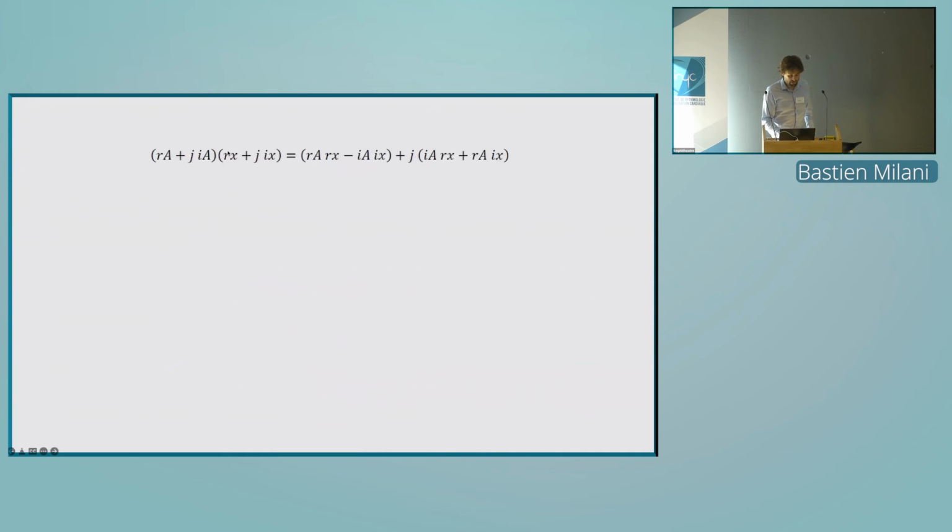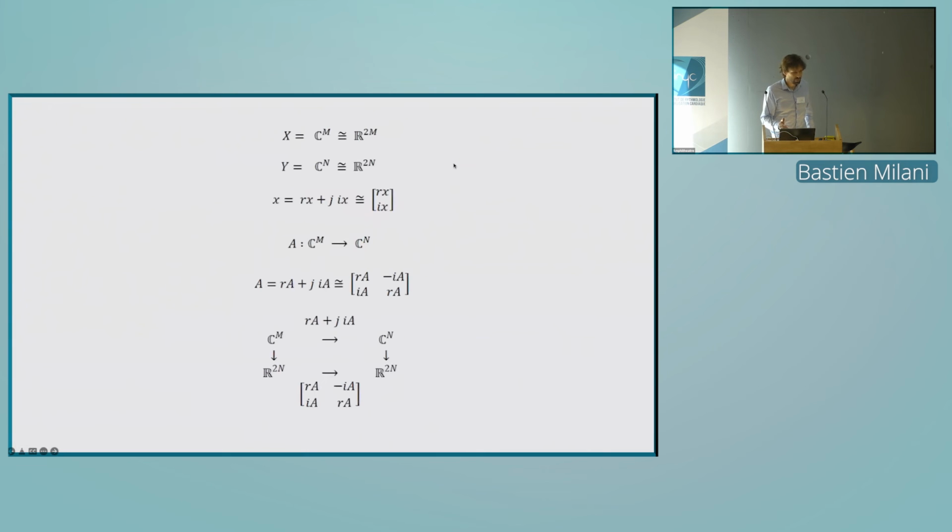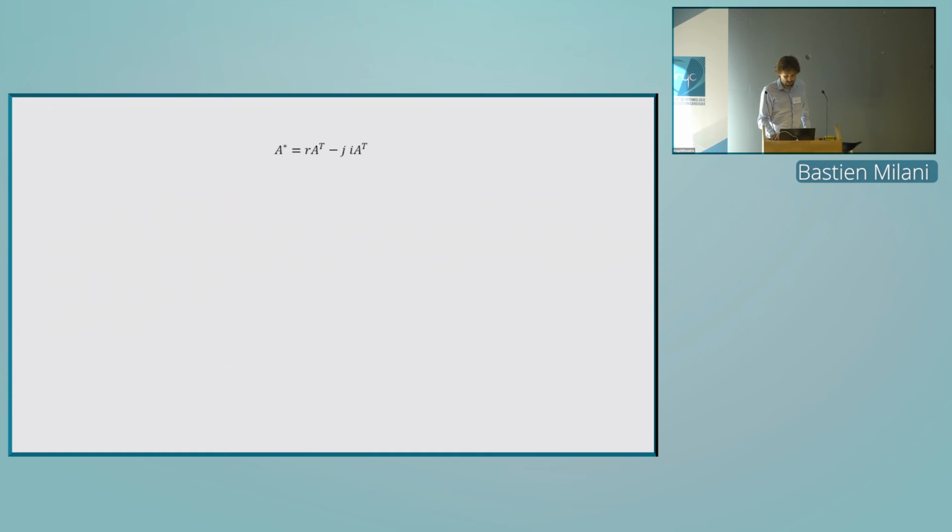You can show it like this. If you multiply A, the complex A, with the complex X, you get that. So RA times Rx minus IA Ix and so on. And if you multiply the block matrix, the real representation of A, times the real vector, you get the first component that is exactly the real part, and the second component that is exactly the imaginary part. So that means that this diagram commutes, and that means that everything that is complex can be described in terms of real vectors and matrices.